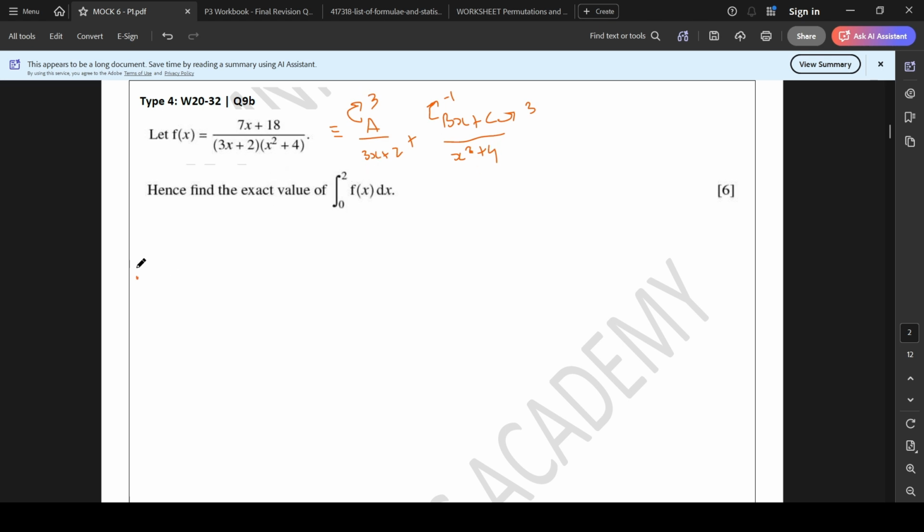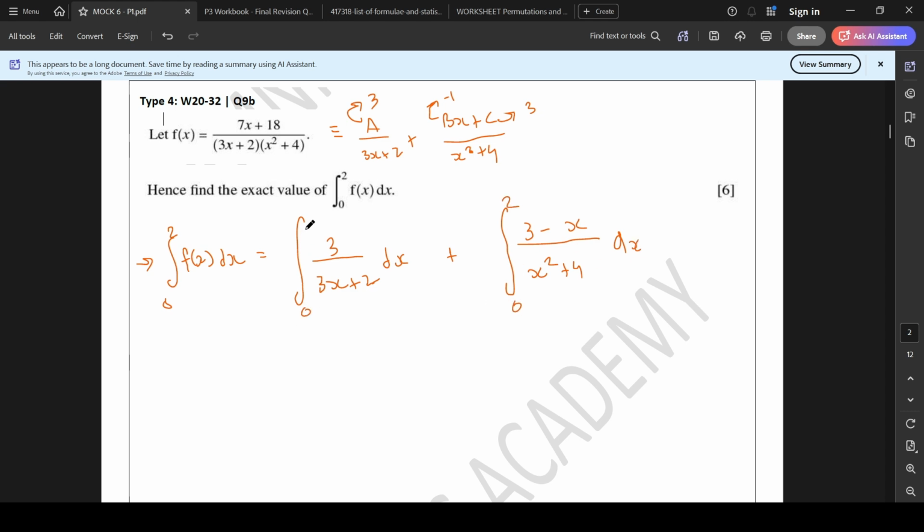So I can say that the integration from 0 to 2 of f of x with respect to x is going to become the integration of 3 over 3x plus 2 dx, and then plus the integration of 3 minus x over x square plus 4 dx, and this is from 0 to 2, this is from 0 to 2. Now, if you're able to solve this, then of course you will be able to get to the answer. Let us think about this.